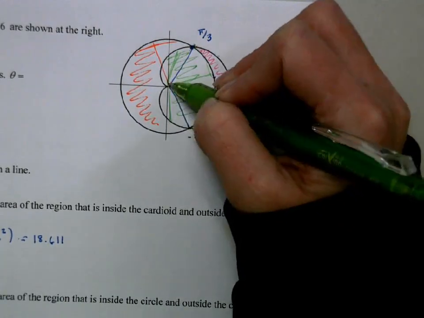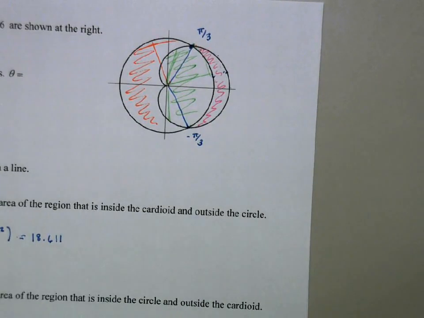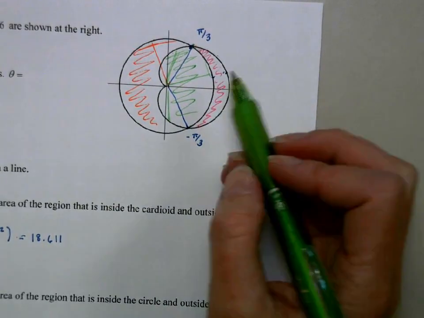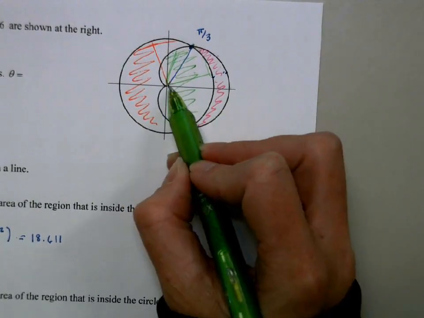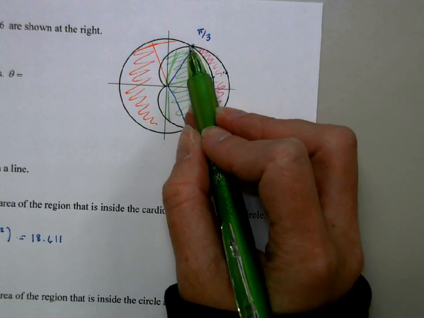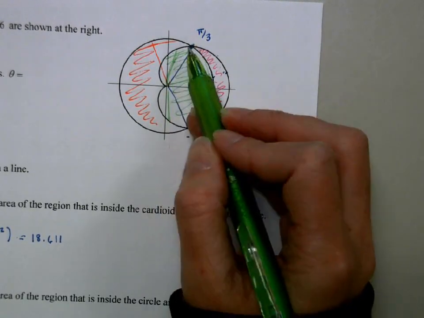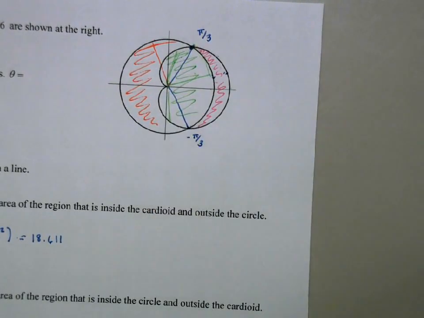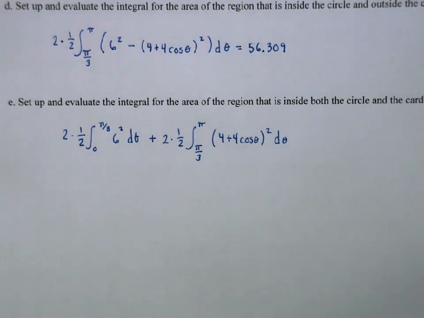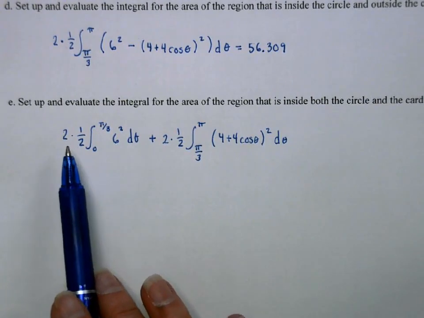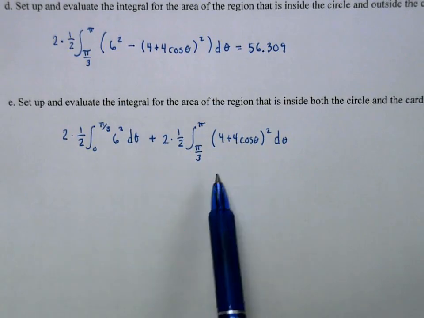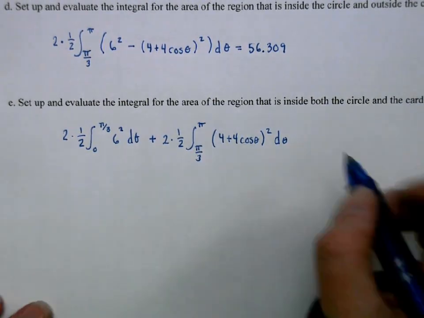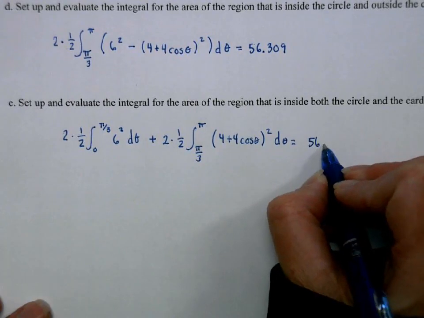So I'm actually going to do this in 2 integrals. I'm going to again use the symmetry, so I'm going to find this area and I'm going to find this area. This one is just going to involve the circle from 0 to pi over 3. This one's just going to involve the cardioid from pi over 3 to pi. So we have doubling because we're just looking at the top half, but we want to double it to get both halves. The circle from 0 to pi over 3, and then the cardioid from pi over 3 to pi. Which gives us 56.788.